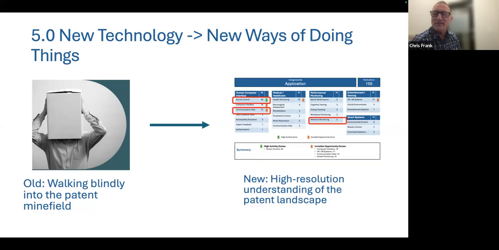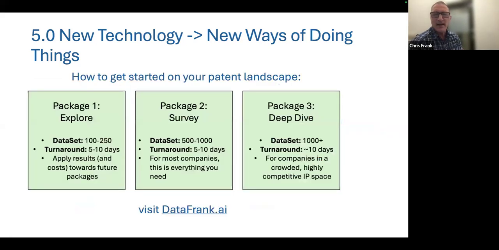So just the level of confidence allows me to be more intelligent about how I'm going to file my patent applications here, and more confident about it. All right, so how do you get started doing this? It's as simple as what I just showed you.